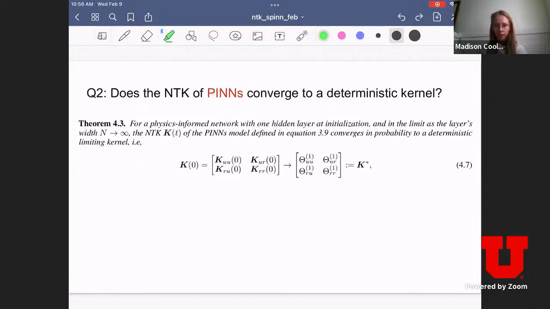Okay, and then the second point that they wanted to figure out is if the NTK of PINNs converges to a deterministic kernel in the infinite width limit. And they show that, yes, it does, essentially is the gist of this. The proof of this is also pretty involved, so I wasn't going to go through that either, but they do show that.